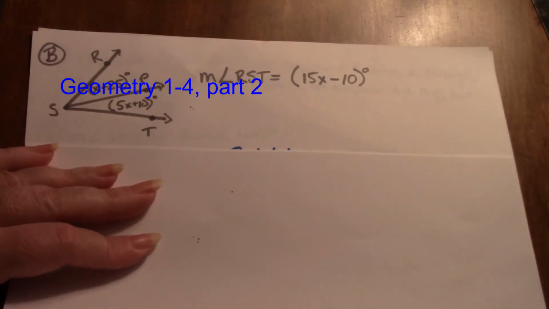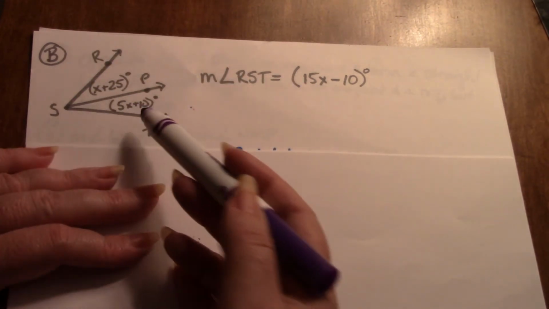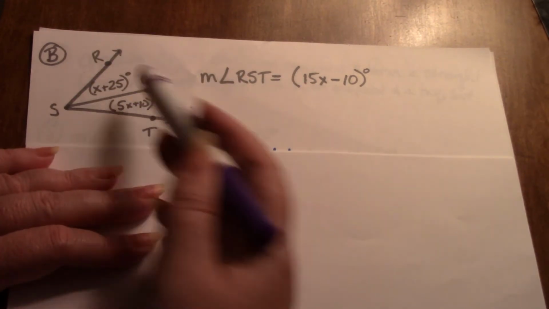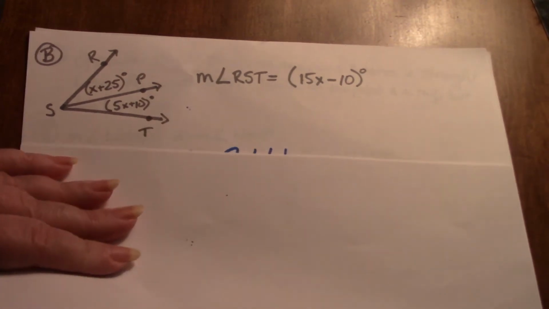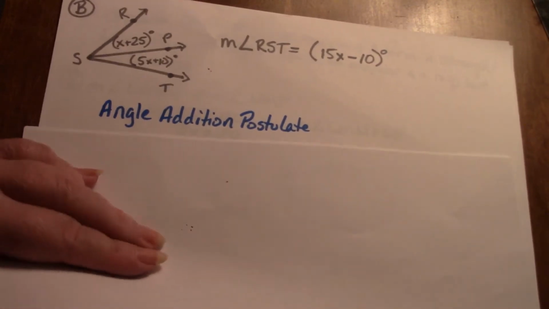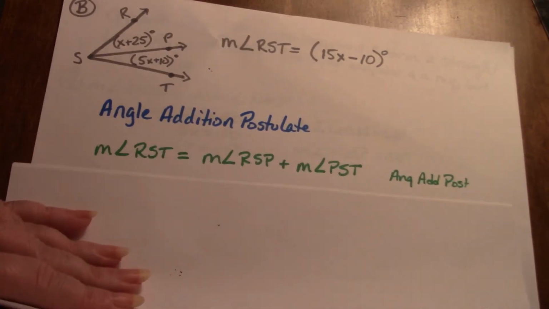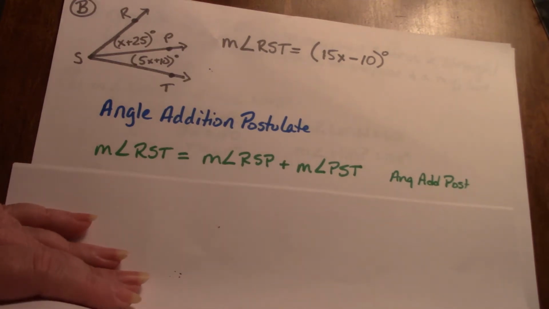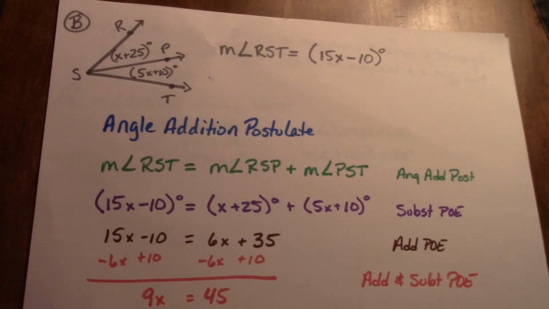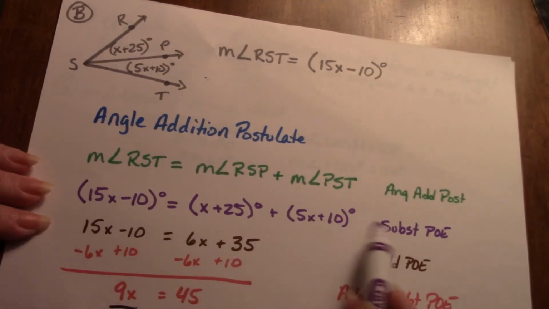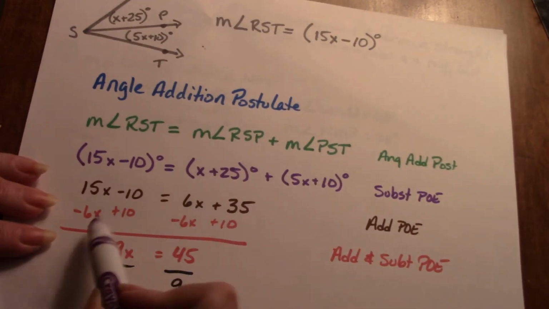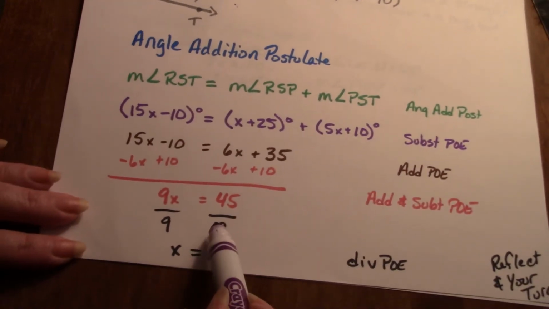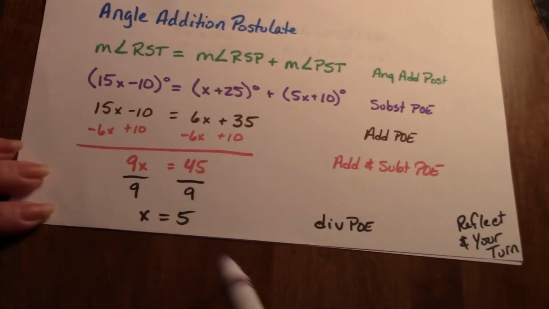So B gave us two conjoined angles, and it told us that the measure of the largest angle is 15x minus 10, and it wants us to solve for x. So we're using the angle addition postulate, saying that RSP plus PST equals RST, and that's the angle addition postulate. And so we substituted in the numbers, we added these together, we added and subtracted on both sides, we divided by 9, and we ended up with x equals 5.